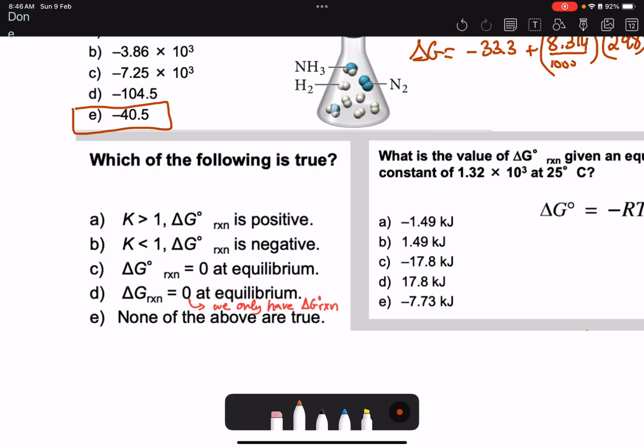Continue. Another question. Which of the following is true? If delta G is positive, there's no way K can be more than 1. If it's negative, it's the opposite actually. Delta G is 0 at equilibrium. Yes, that is correct. Delta G non-standard is 0 at equilibrium. No, because when we are at equilibrium, we have standard, we don't have delta G. The correction to choice D could be at equilibrium, delta G non-standard equal to zero. So we cannot take choice D, because there is no non-standard when we are at equilibrium. So the answer is C.